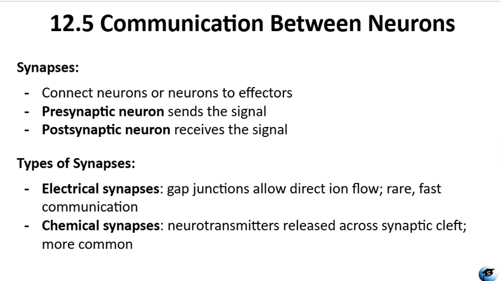Chemical synapses are far more common, and they involve the release of neurotransmitters from the presynaptic neuron into the synaptic cleft. These chemical messengers then bind to receptors on the postsynaptic neuron, initiating a cellular response. The presynaptic neuron sends the signal while the postsynaptic neuron receives it.